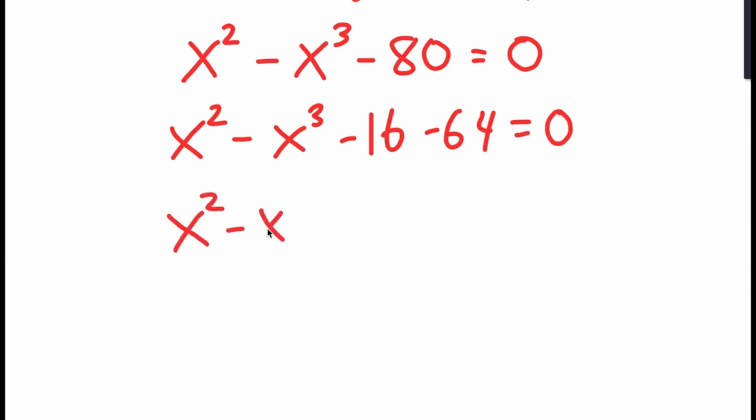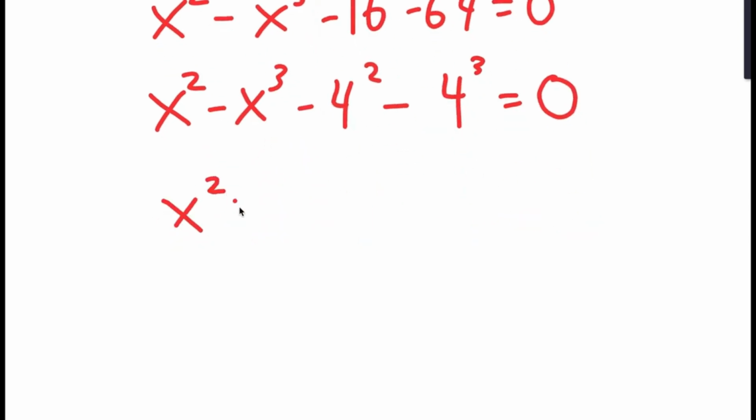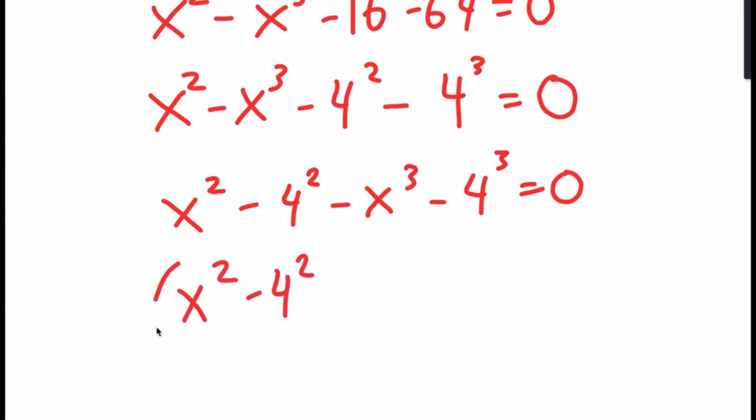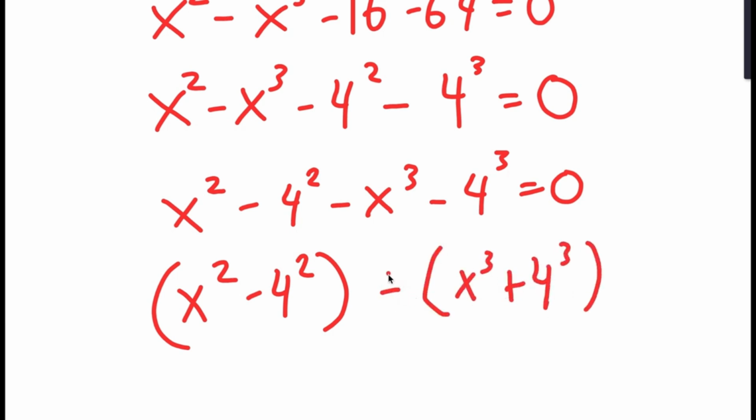Now, I'm going to first rewrite negative 16 as negative 4 squared, and negative 64 as negative 4 to the power of 3. And I'm going to group x squared with negative 4 squared, and x to the power of 3 with negative 4 to the power of 3. So now, there's two properties that I'm going to use. Before that, I'm going to rewrite this as x squared minus 4 squared, and I'm going to group this minus x to the power of 3 plus 4 to the power of 3. We put this plus because this negative sign distributes.